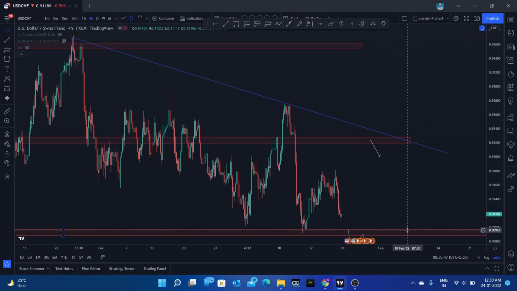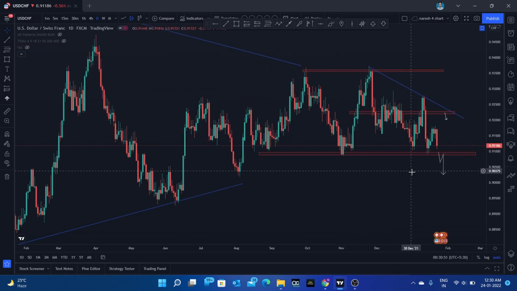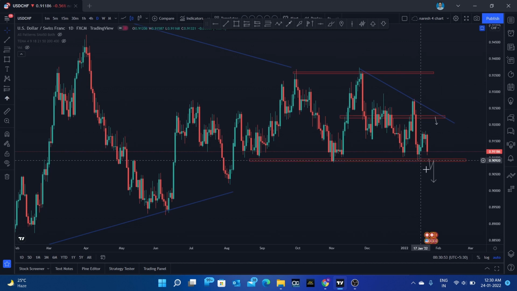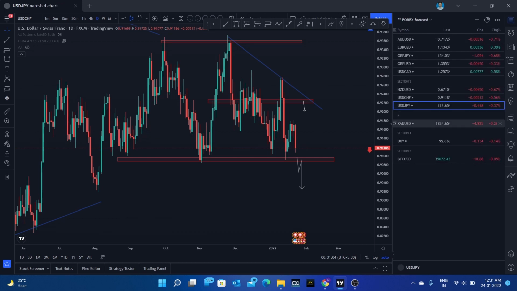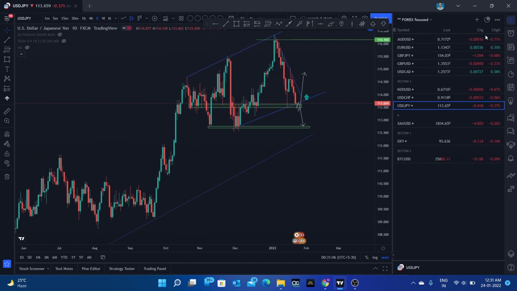But I'm not suggesting it until it breaks this area, makes some kind of retest of this zone, and drops. So choppy is not good, guys. Protect your capital, that's important for us. So next would be USD/JPY.